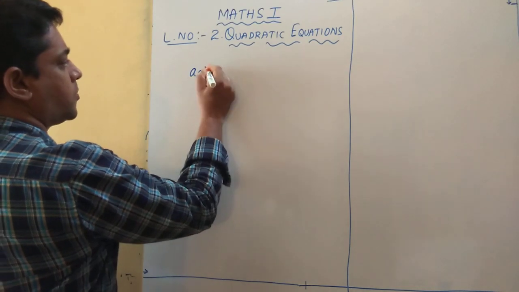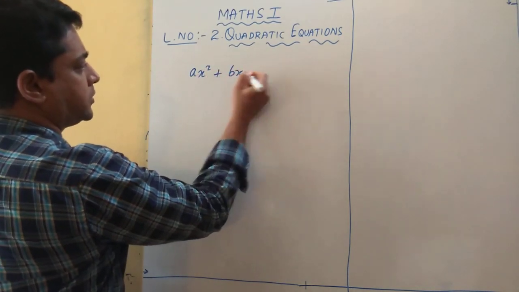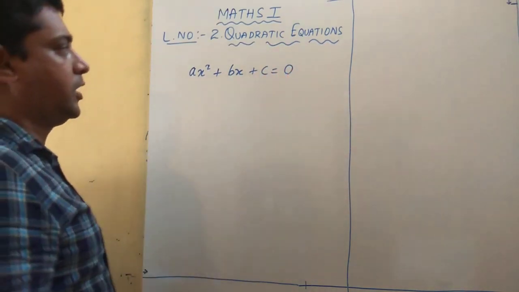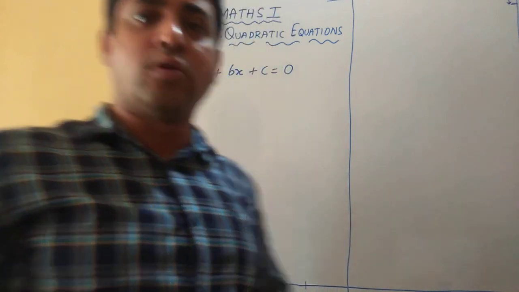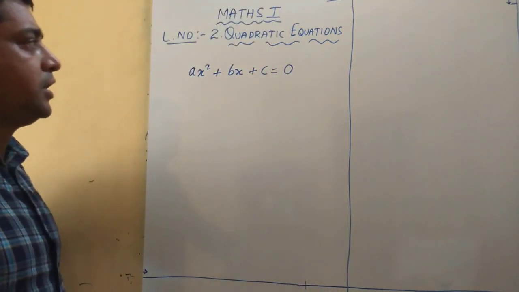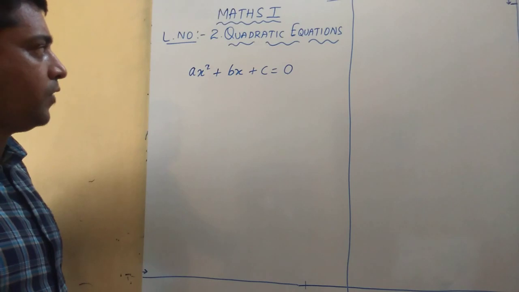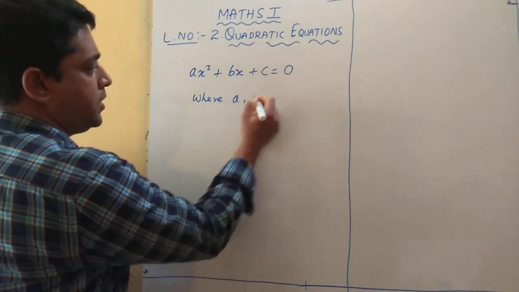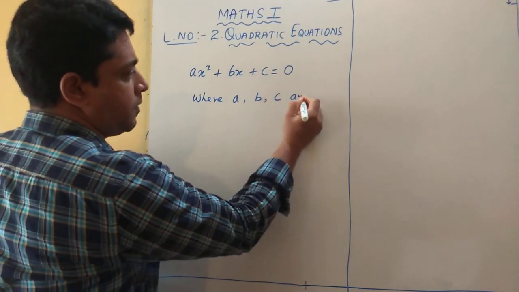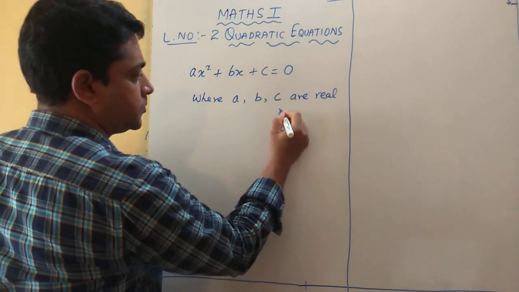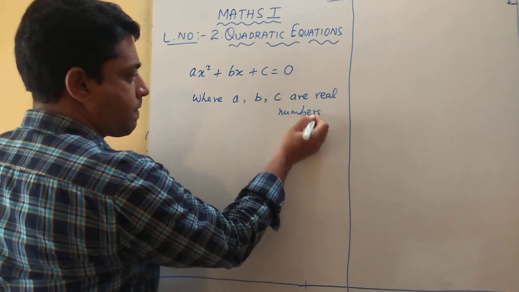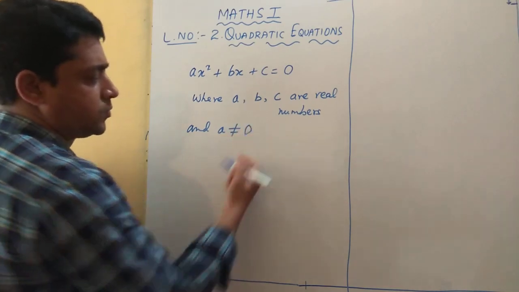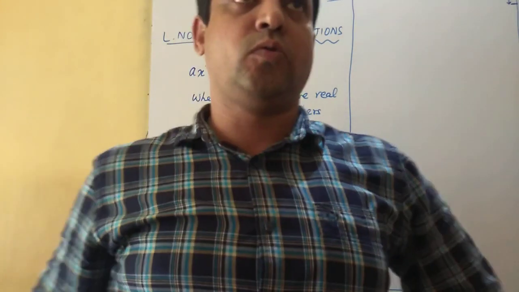I'll just write the general form or the standard form of a quadratic equation. Ax square plus bx plus c is equal to 0. Okay, this is the standard form or the general form of a quadratic equation where a, b, c are real numbers and a can never be equal to 0. Here a cannot be equal to 0.